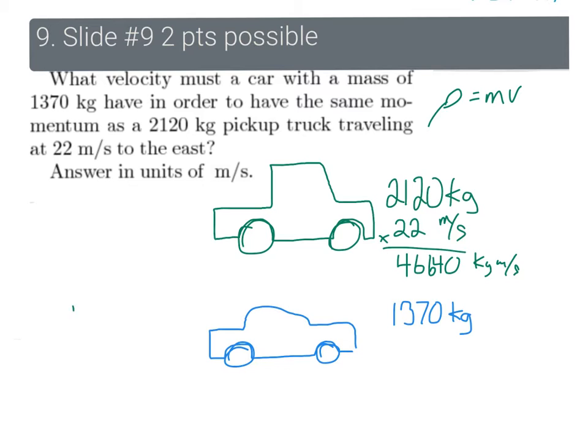So the momentum of the car has to come out to 46,640 kilogram meters per second. So we're trying to solve for velocity. So if we move around our equation to solve for velocity, we'll move mass to the other side, and we're going to do momentum divided by the mass.